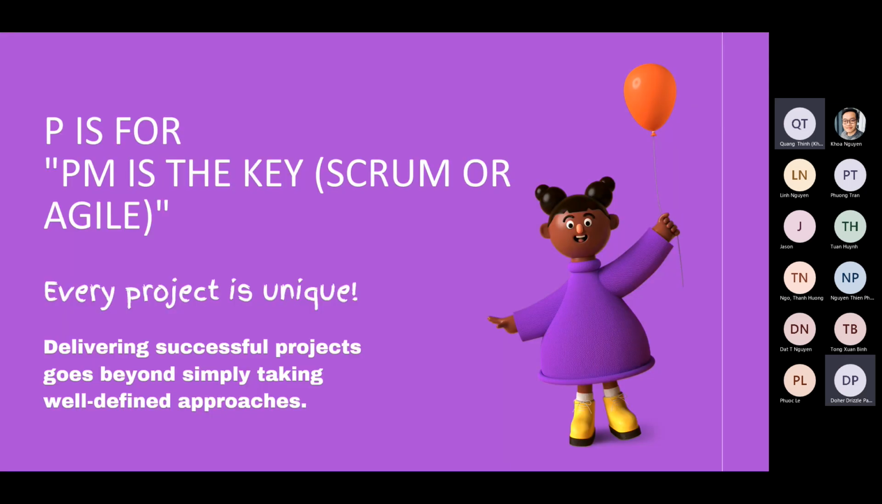P is for project management. If C is for communication is the key, PM is also the key. Scrum or Agile, every project is unique. So we can tailor-fit the right or best project management methodology to every project. We can also follow or leverage the industry's best-practice approaches. All right. So we also have Scrum for business applications. You can also explore that path. But then again, every project is unique.